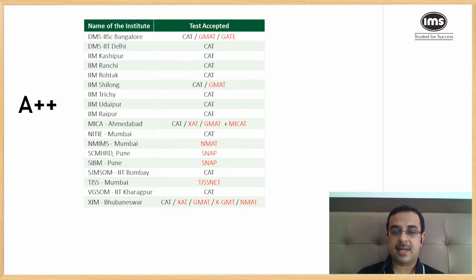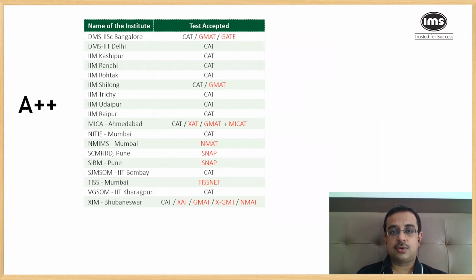Again, a lot of them accept the CAT, but the prevalence of other exams goes on increasing as we go lower down the order, right? So MICA, for example, as I mentioned earlier, takes the CAT, XAT, or GMAT in addition to the MICAT. NMIMS takes the NMAT, SCMHRD and SIBM in Pune take the SNAP.